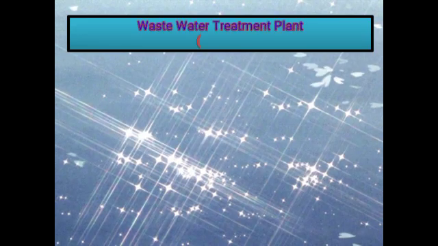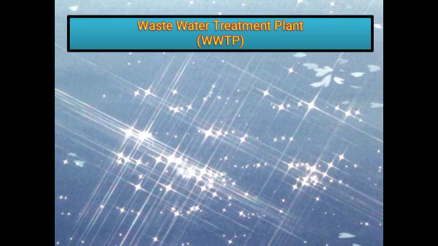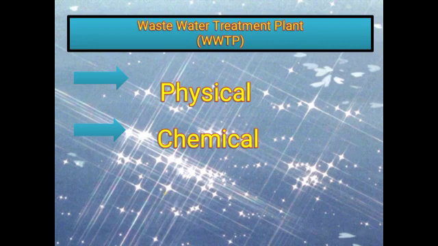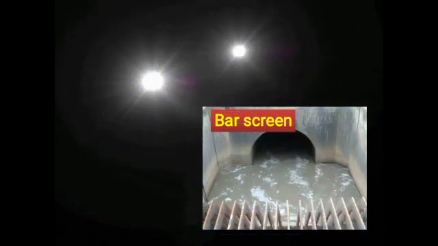And next, let us learn about what actually happens in that plant. What happens in the WWTP? Mostly they will treat the water, right? The treatment of wastewater involves three main processes: one is the physical process, then a chemical process, and then a biological process. Okay, fine. Let us learn each step.